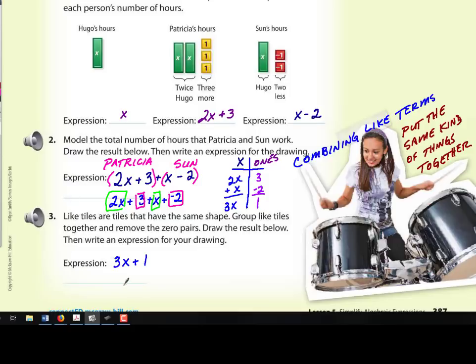Remember, in mathematics, when you see a plus sign, you can think of it as "and." So if I go back to my list here, I have 3 x's and 1 positive. That's the basics of combining like terms. And we're certainly going to discuss that more as we move on. So head to the next page.